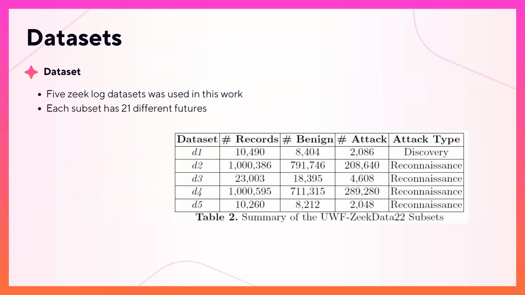The dataset is the Zeek log dataset. Specifically, we use 5 datasets, each with varying sizes, but sharing the 21 standard network connection features that you can get easily from Zeek logs, like protocol, ports, bytes, size, network flags, etc.